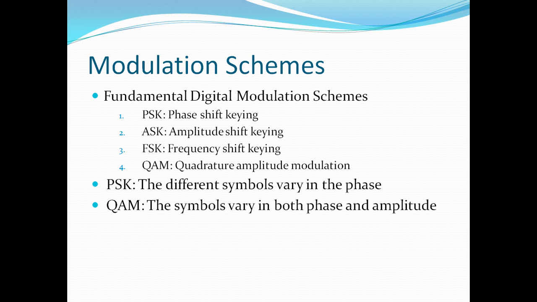Before the data is given to the OFDM system, it can be modulated in the baseband by some of the common digital modulation schemes, which are PSK, ASK, FSK, and QAM. In PSK, the phase of the carrier is varied, that is, each symbol is represented by a different phase, and in the case of QAM, each symbol varies in both phase and amplitude, and hence the performance of QAM is better than PSK for a given SNR.